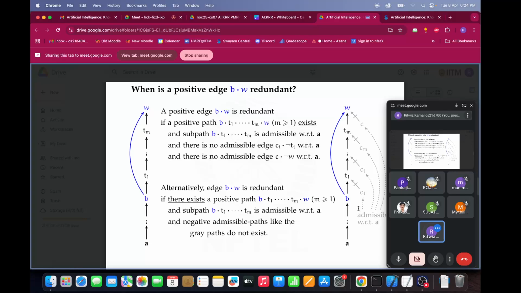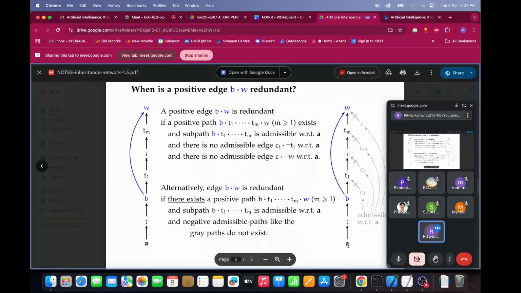Let's say there is some inheritance hierarchy, and it basically goes from A and then some intermediate nodes B, T1, T2, Tm, up finally till W. What this basically says is that A is a B, B is T1, T1 is Tm, and Tm is W. So there is this relation that keeps on defining what exactly the hierarchy or the inheritance structure is.